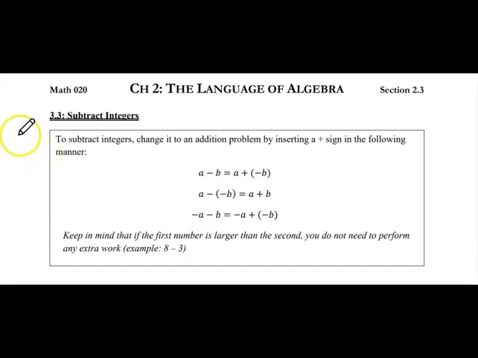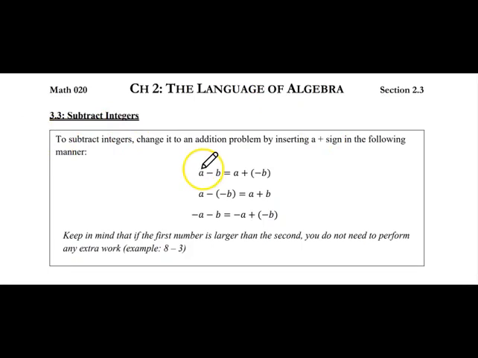We are going to start with the general rules of how to subtract integers. It is a little bit more complicated than adding integers, but in the end, any subtraction problem can be turned into an addition problem, and then we can use the same rules that we used for adding integers. To subtract integers, change it to an addition problem by inserting a plus sign in the following manner.